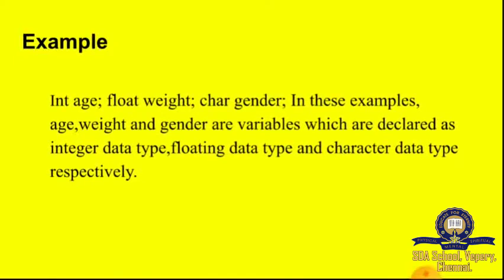Example: int age; float weight; char gender; In these examples, age, weight and gender are variables which are declared as integer data type, floating data type and character data type respectively.